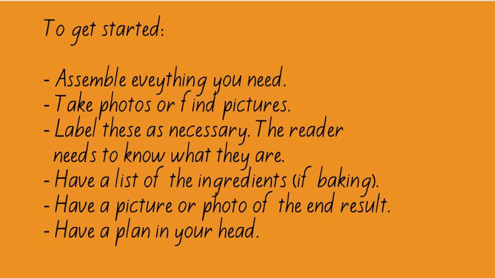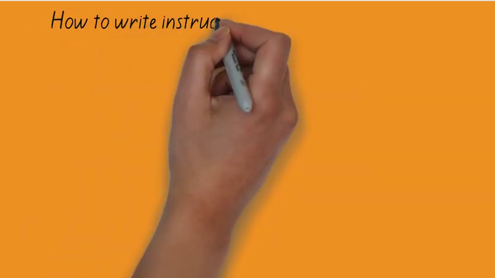And then have a list of the ingredients if you're baking, if it's a science experiment, have a list of these things so that the reader can quickly look at it and say, yep, I need this, this, this, and this, and they can organize those things. And of course, a picture or a photo of the end result is actually really, really good, because if you know where you're going and what the end result will be, it just helps to get the reader's head into what you're presenting. So have a plan in their head and also in your head.